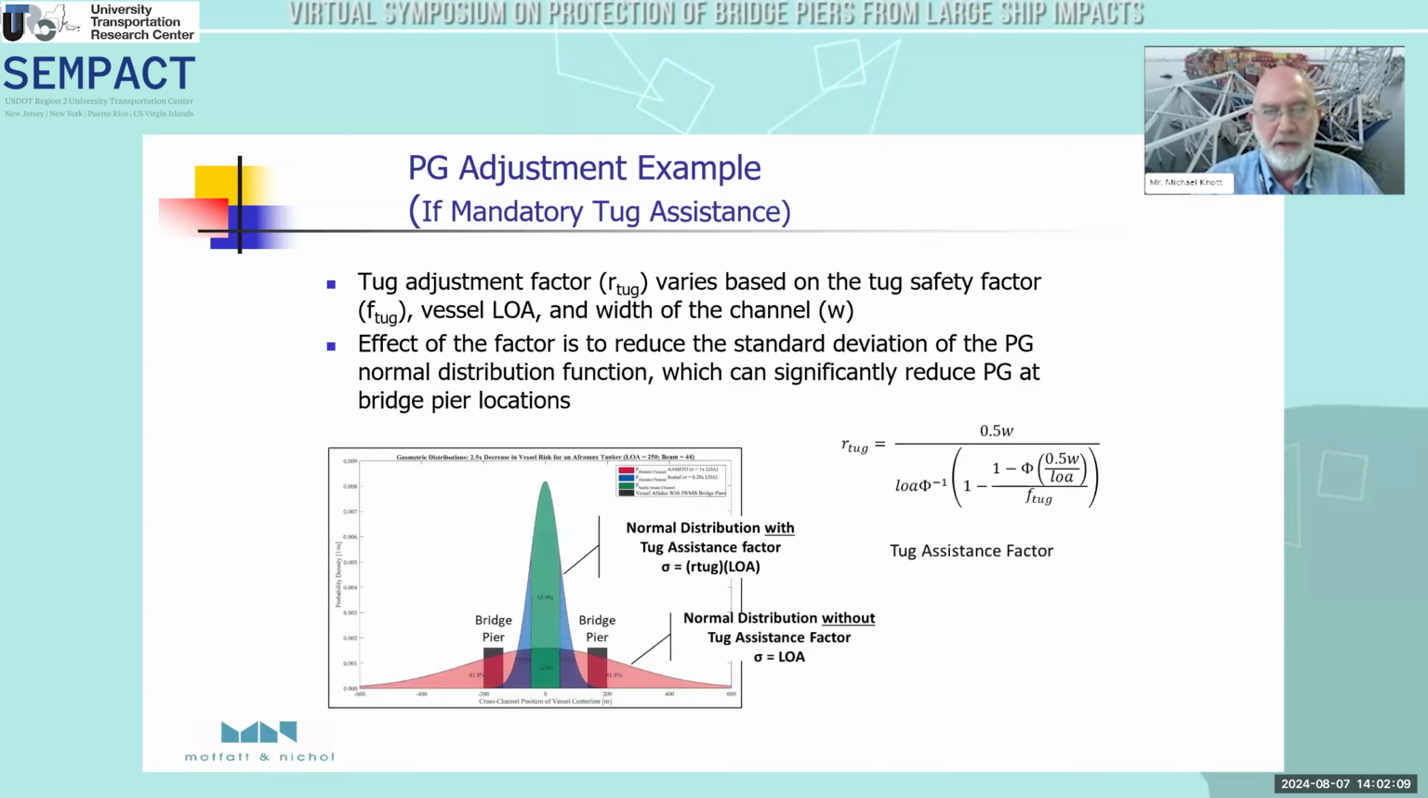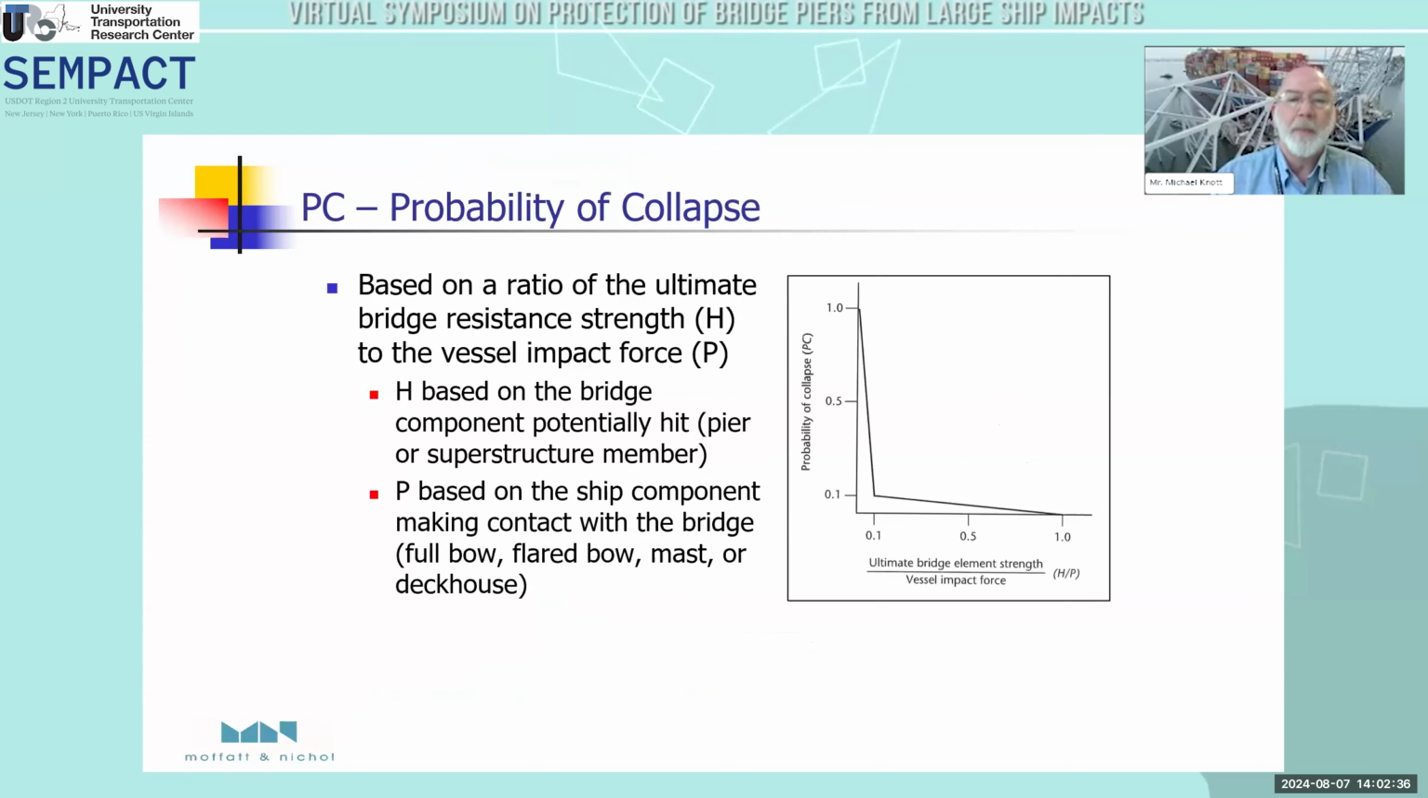Factors like tug assistance, this is an equation we've developed in-house that we use to look at if there is, and this applies to tethered tugs, by the way, not to tugs that are running freely with the ship. But if there are tethered tugs to the ship, the effect of this particular modification pushes the normal distribution to a very narrow value that greatly reduces the potential for bridge pier impacts.